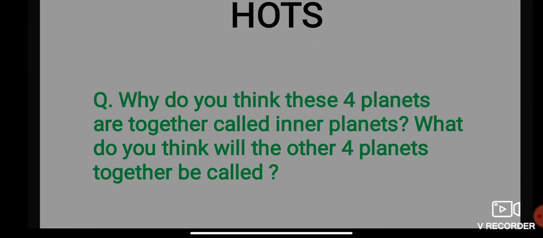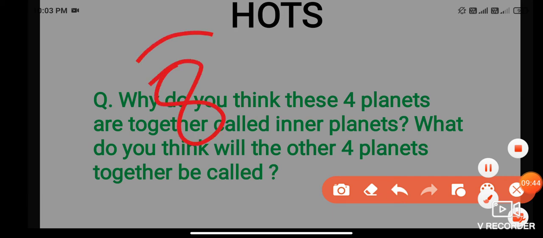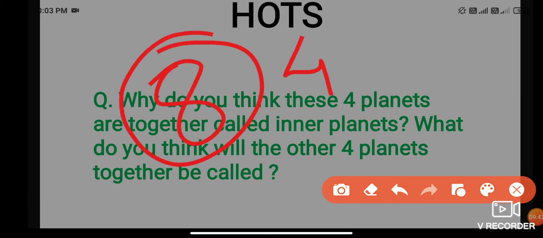Alright, here is the hot question again. Why do you think these four planets are together called inner planets? And what do you think the other four planets together will be called? Remember, we have eight planets in our solar system. And now we have learned about the four planets, right? Mercury, Venus, Earth, Mars. Why do you think these four planets are together called inner planets? And what do you think the other four planets together will be called?